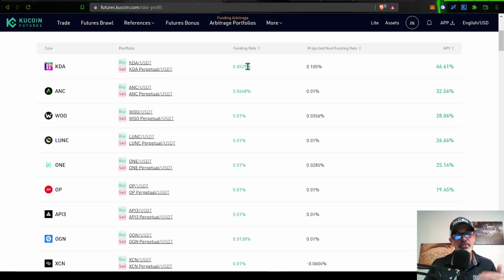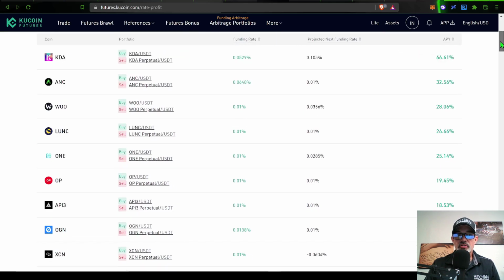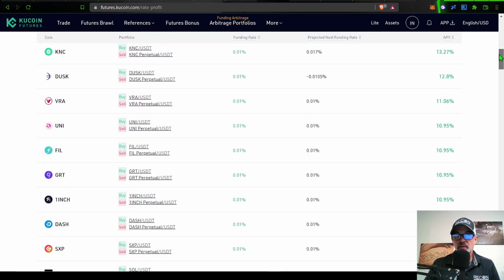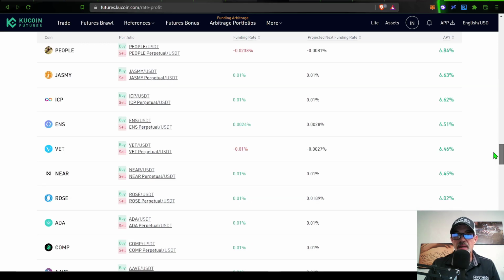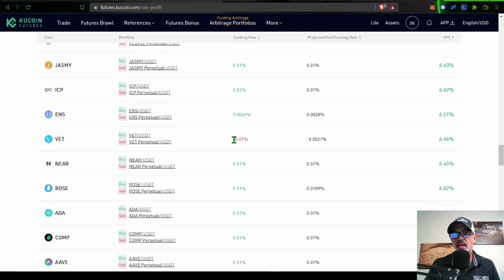The funding rate fluctuates, so there's no guarantee this funding rate of 0.0529% over on the KDA token is going to stay this high for an entire year in order for you to earn this APY. And so you can scroll down and look for assets you're willing to execute this arbitrage on. You might choose SOL. You can see it has almost a 10% APY and a 0.01 funding rate. That is actually a fairly normal funding rate. Now, if we keep scrolling down, you can see VET actually has a negative funding rate.